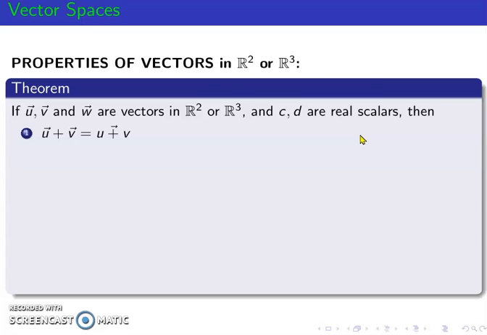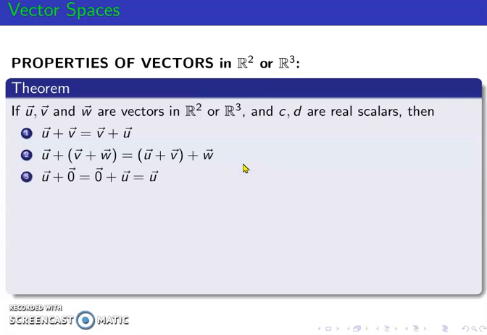First, vector addition is commutative. This means that u plus v is equal to v plus u. So the order of vectors doesn't matter in addition. Second property is that vector addition is associative.